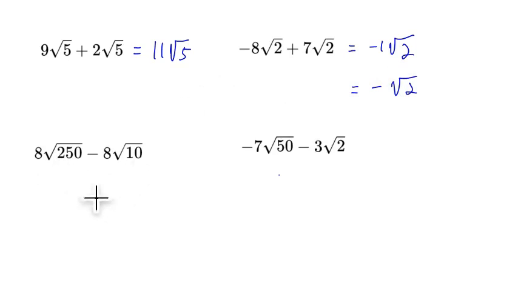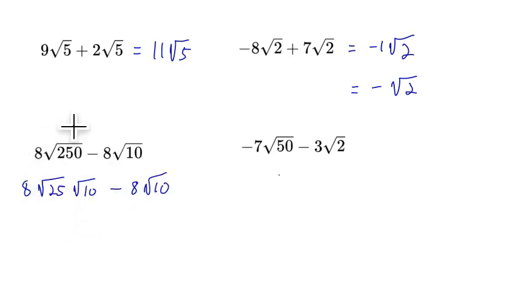Now these square roots are different, but maybe we can simplify this square root of 250 so we end up with a square root of 10. Well, 250 equals 25 times 10, and 25 is a perfect square. So I think we're onto something here. So we're going to break this down and rewrite it as 8 times the square root of 25 times the square root of 10. Let me just write minus 8 square root of 10.